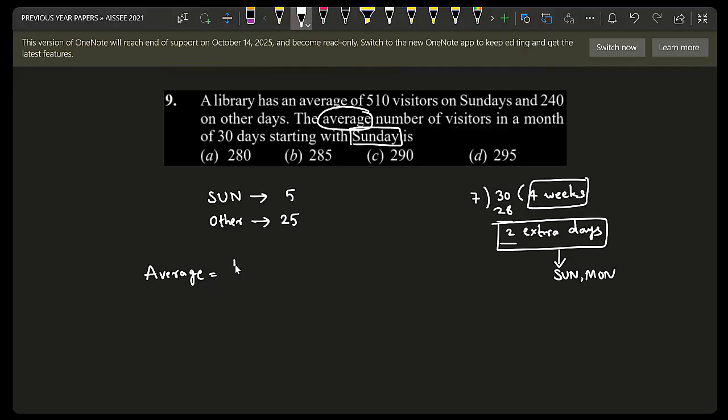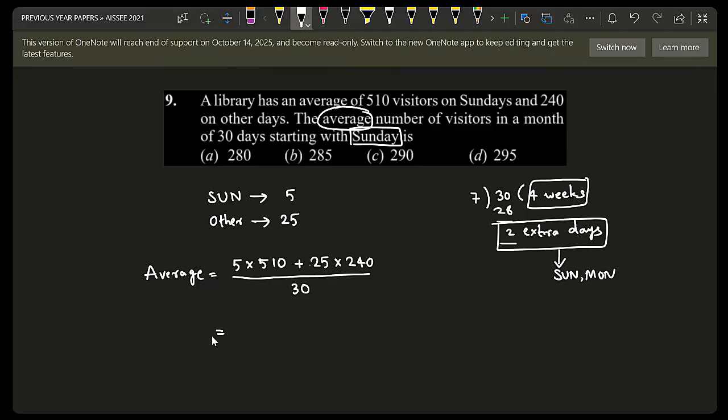So how many Sundays are there in the month? 5. On every Sunday, how many people are coming? That is 510. Plus other days are how many? 25. On every other day, the attendance is 240. So this gives the sum of the observations, that means how many people are coming in the whole month, divided by the number of observations. Total how many days are there? 30 days are there. So this completes the formula, sum of observations by number of observations.